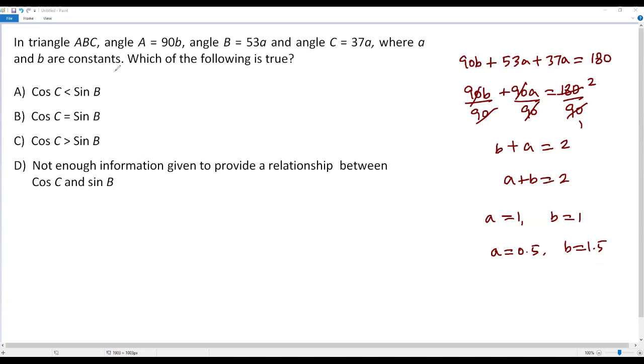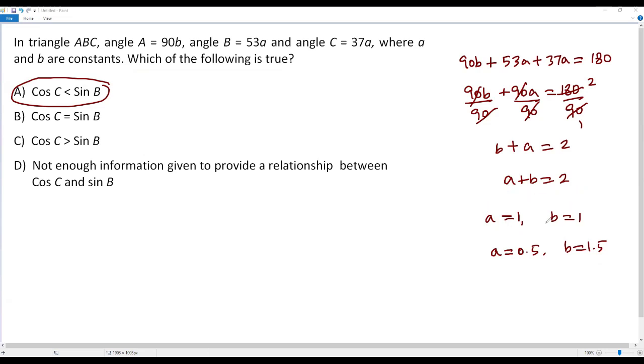Okay, now let's go to the question. According to the given information, which of the following is true? That is, in the given answer choices, we have to find the one which is true. For example, let me consider answer choice A. If I want to say the statement that cosine C is less than sine B in answer choice A is true, it has to be true for all pairs of values of a and b we take such that a plus b equals 2.